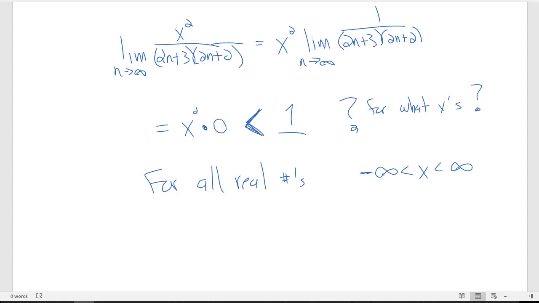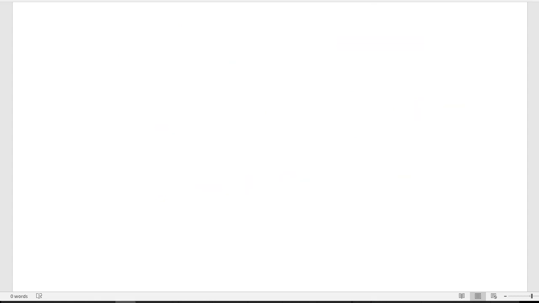Where does a power series converge? And typically to answer that question, we're using the ratio test. We're going to almost always exclusively use the ratio test. Now there's one or two exceptions to that rule, but 99.73% of the time, the ratio test will work very nicely for us.